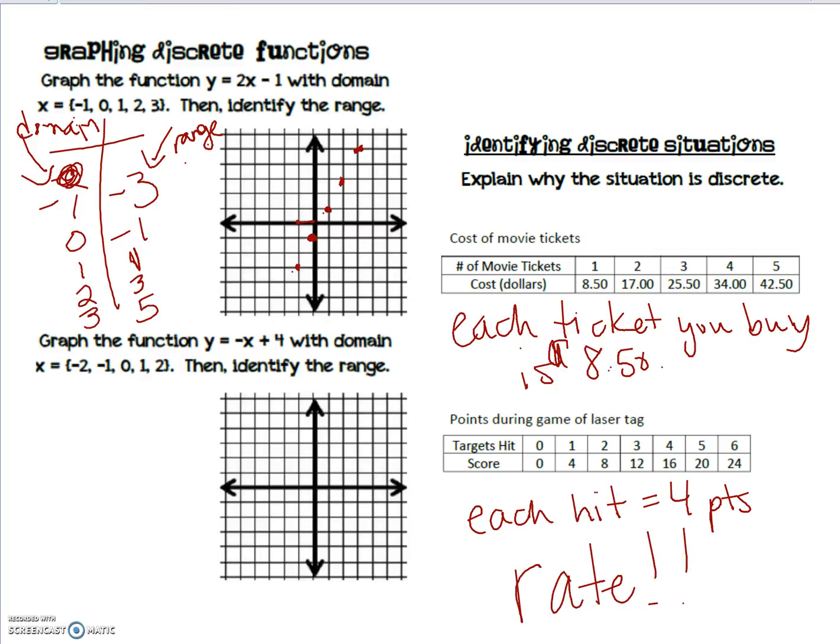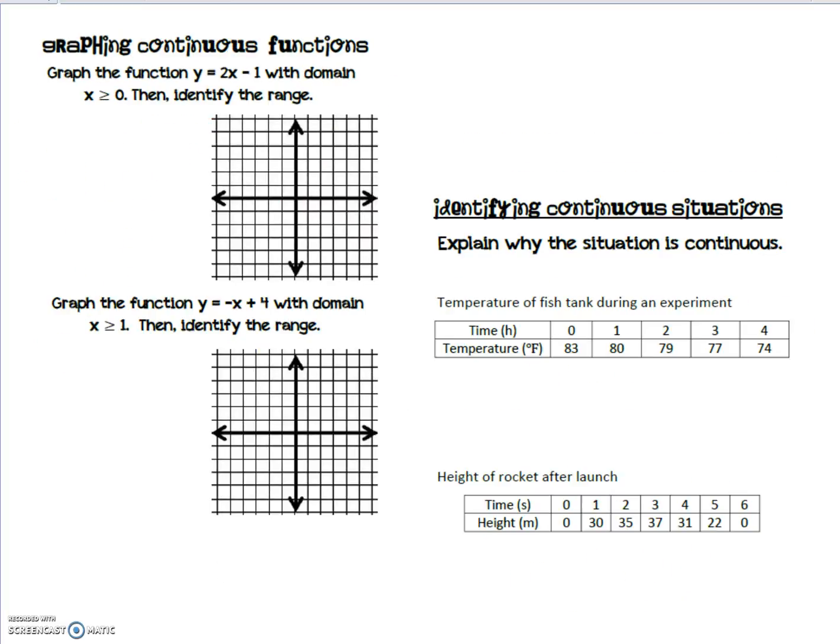Okay, so let's move on to continuous. Continuous, notice it says the domain is greater than or equal to 0. So they're telling you they want your chart to start with 0 and be greater: 1, 2, 3. That's good. All right, so plug them in. 0 times 2 is 0, minus 1 is negative 1. 1 times 2 is 2, minus 1 is 1. 2 times 2 is 4, minus 1 is 3. 3 times 2 is 6, minus 1 is 5.